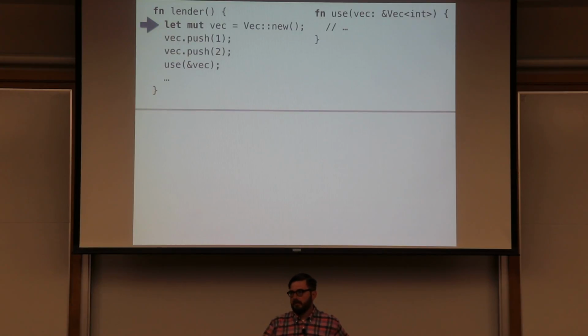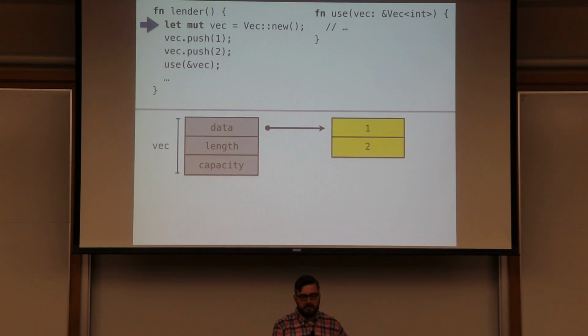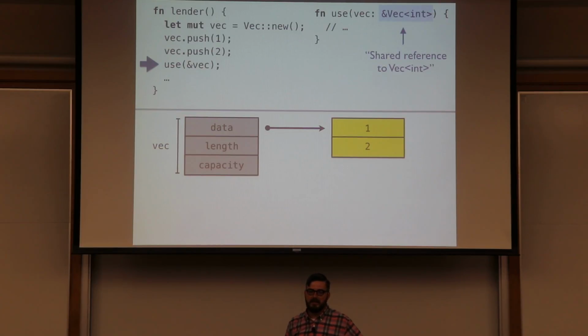Okay, so this is very similar to the code we were just looking at. Again, allocating a vector, pushing some elements onto it, great. But now, instead of give, we're calling this function use, and instead of it taking a Vec, it's taking a reference to a vector.